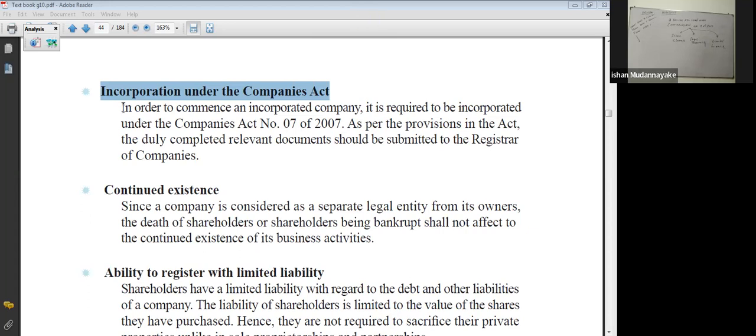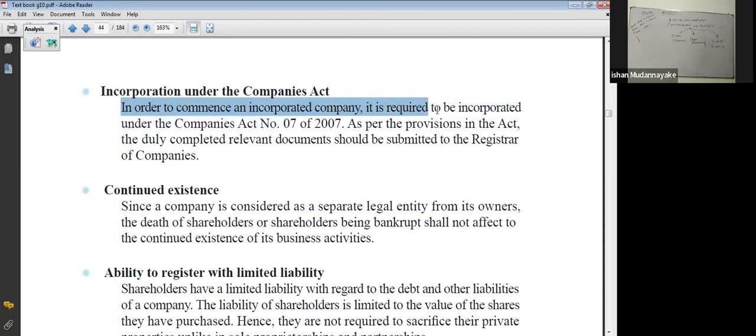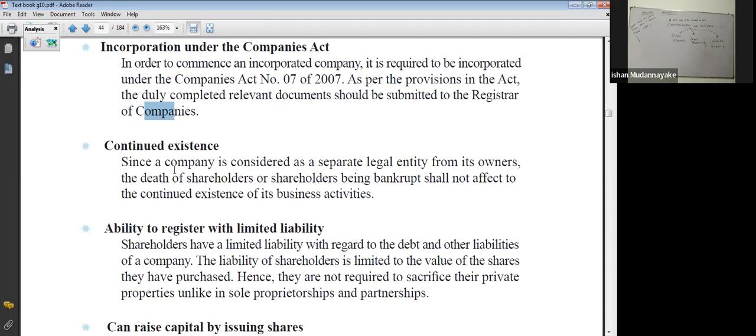In order to commence an incorporated company, it is required to be incorporated under the Companies Act number 7 of 2007. As per the provisions in the Act, the duly completed relevant documents should be submitted to the Registrar of Companies. One of the business organizations registered under the Companies Act number 7 of 2007. By providing the required documents, you can start an incorporated company. The method of registering an incorporated company will not be tested from you. Therefore, no need to worry about that. That is the first characteristic.